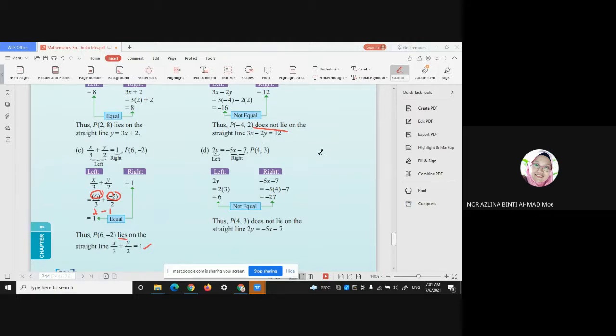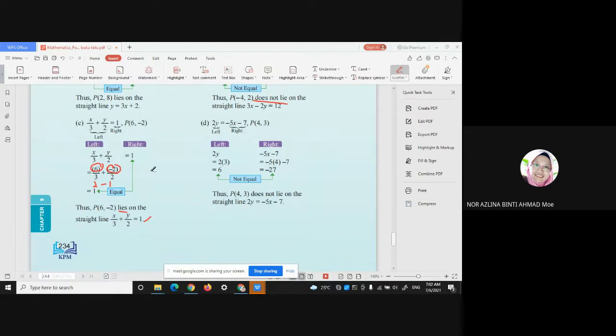Okay, the last example for example 6. 2y equal to negative 5x minus 7. So we know 4 is x, y is 3. We substitute into this equation, y with 3. So the left hand side is 2 multiply 3, we get 6. And the right hand side, negative 5x minus 7. So x we substitute with 4: negative 5 multiply 4 is negative 20. Minus 7, we get negative 27.